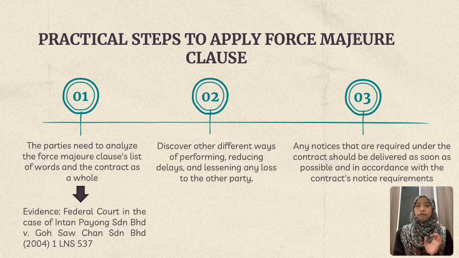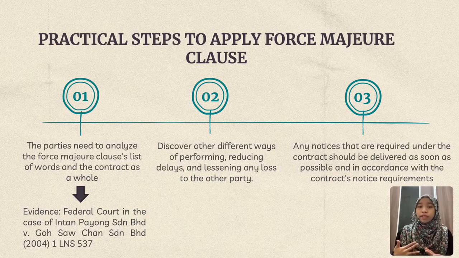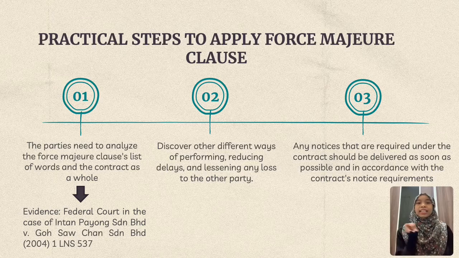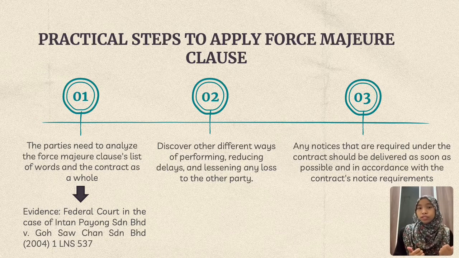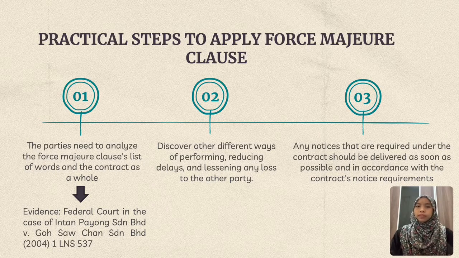The terms of force majeure clause are very important in order to carry out during the unforeseen event. Secondly, they need to discover other different ways of performing, reducing delays, and lessening any loss for the other party. For example, find another supplier even though it is quite costly.